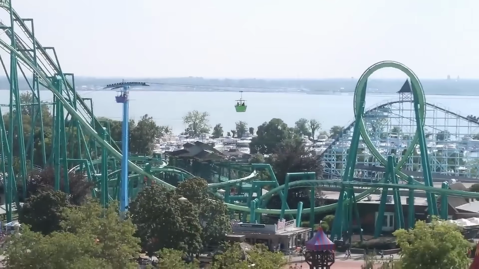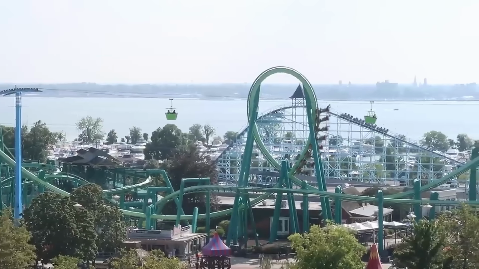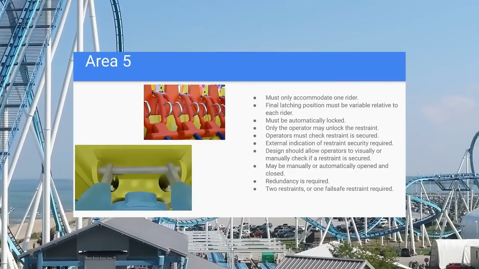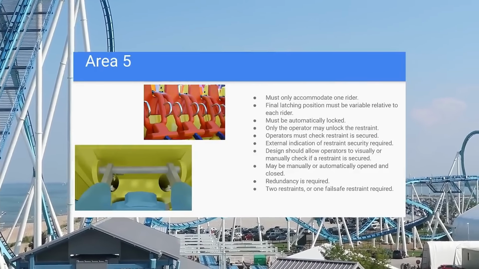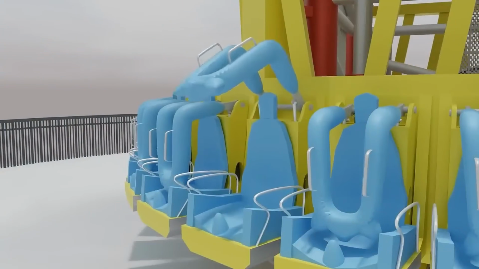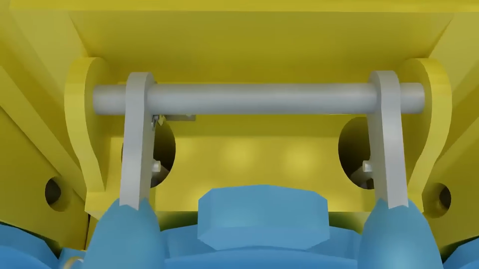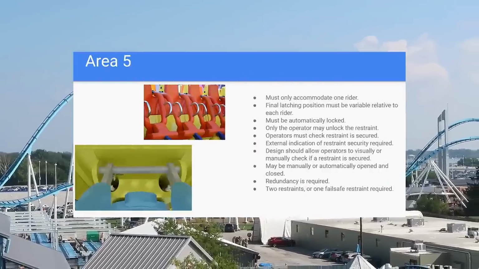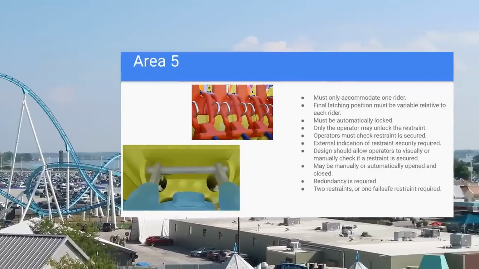Area 5 is reserved for the most intense rides. It has all the requirements of Area 4, but adds a requirement for some kind of external way of verifying that a restraint is secured. This is usually accomplished through a seat sensor. This is a magnetic sensor that verifies every restraint is in the correct position before it allows the ride to start. Area 5 restraints also require 2 restraints or 1 fail-safe restraint.